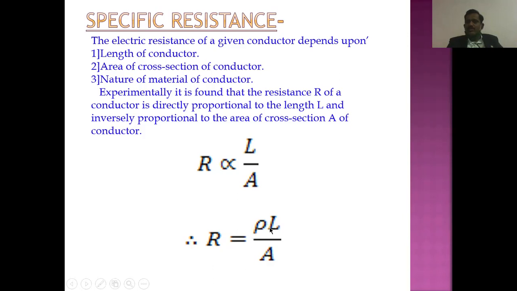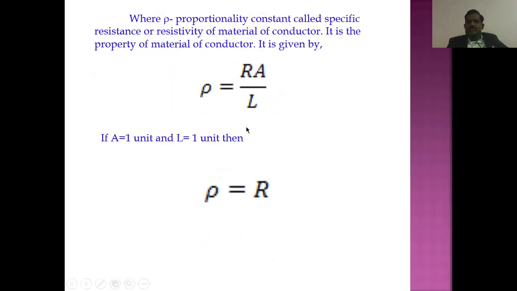So R is equal to rho L upon A. Here this rho is called the specific resistance because this resistance depends on the length and also the area of that wire. Now this rho is equal to RA upon L. We know that this rho is the proportionality constant, and it is called the specific resistance of that conductor or material.